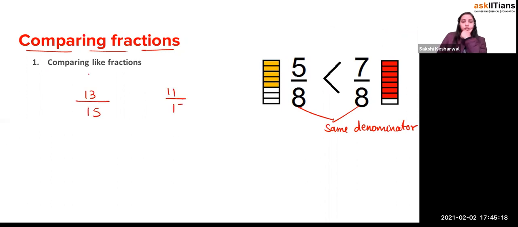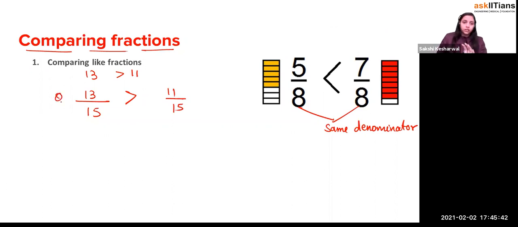So here we know that 13 is greater than 11. So if I put anything in the denominator on both sides, it doesn't matter. This value is greater. So any number you can take with like fractions. Like fractions means what? Like-minded people, things will be easier and you don't have to think a lot, right? If everyone here has the same mentality, you don't have to think a lot and you will always get the answer, right? Okay.